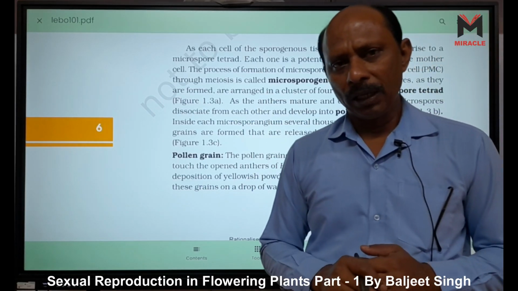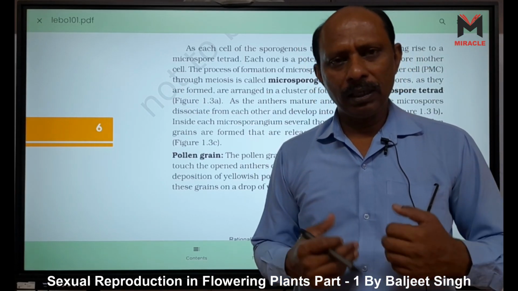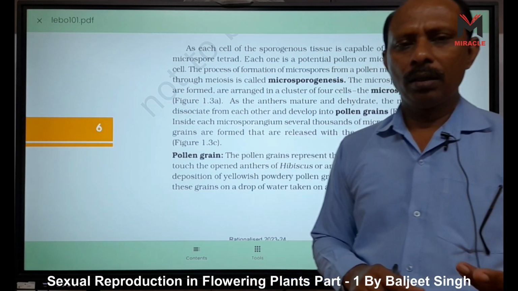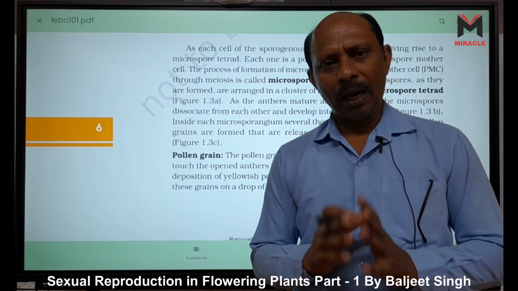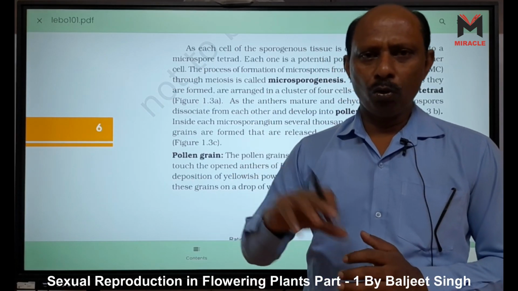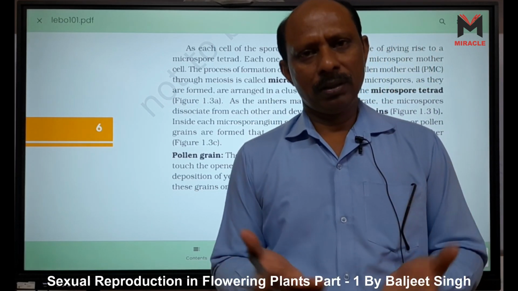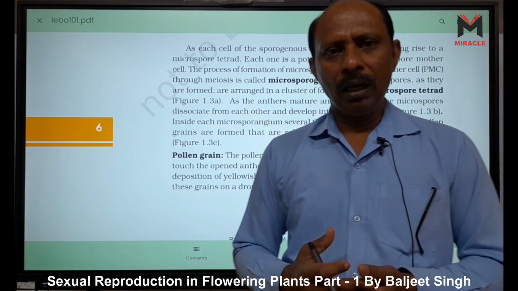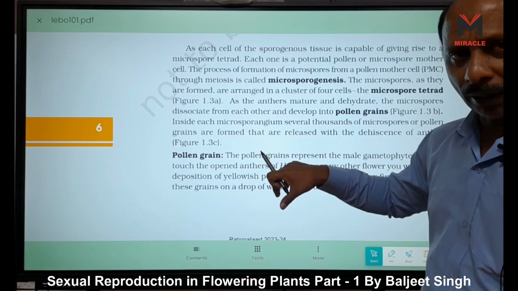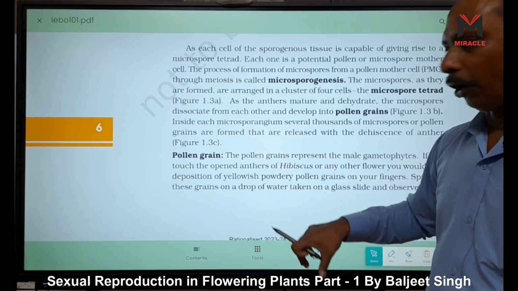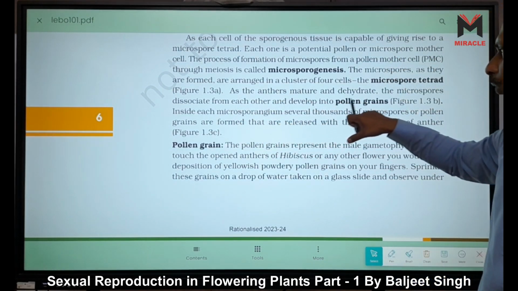And another thing: when these tapetal cells get destroyed, what happens? They release Ubisch bodies. Also, they release callase enzyme. So callase enzyme first dissolves the callose bands, and these Ubisch bodies secrete sporopollenin, and this sporopollenin forms an exine around each cell of the tetrad. This forms a microspore, meaning a pollen grain, right? And the microspores dissociate from each other and develop into pollen grains.